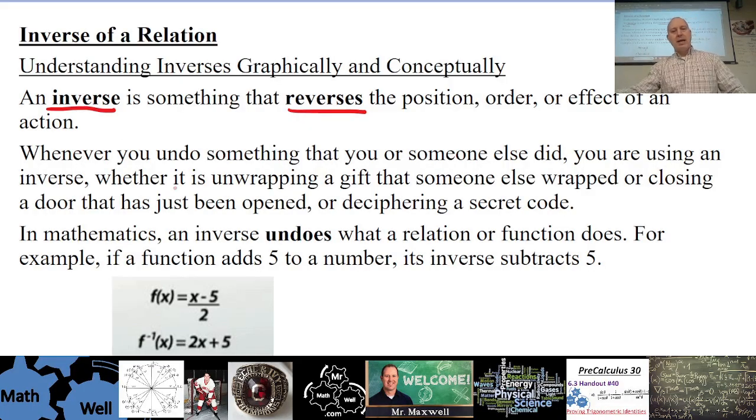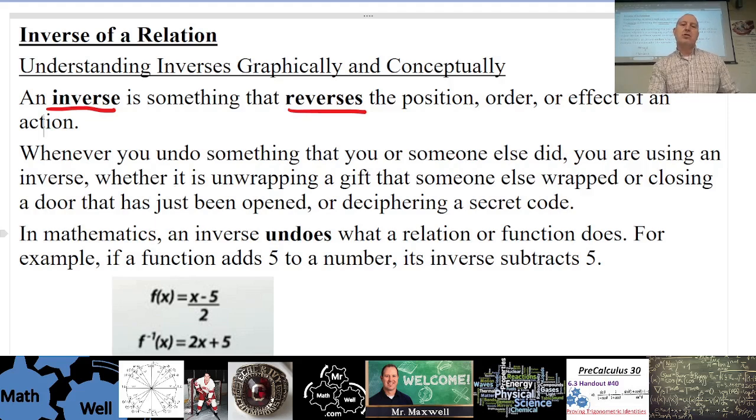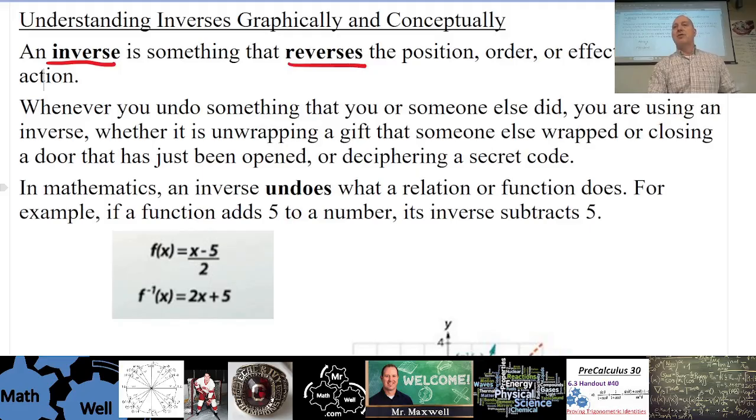Whenever you undo something that you or someone else did, you are using an inverse operation. Whether it's unwrapping a gift someone else wrapped, or closing a door that someone else opened, or deciphering a code that someone else created. So in mathematics, an inverse undoes what a relation or function does. For example, if a function adds 5 to a number, its inverse subtracts 5.